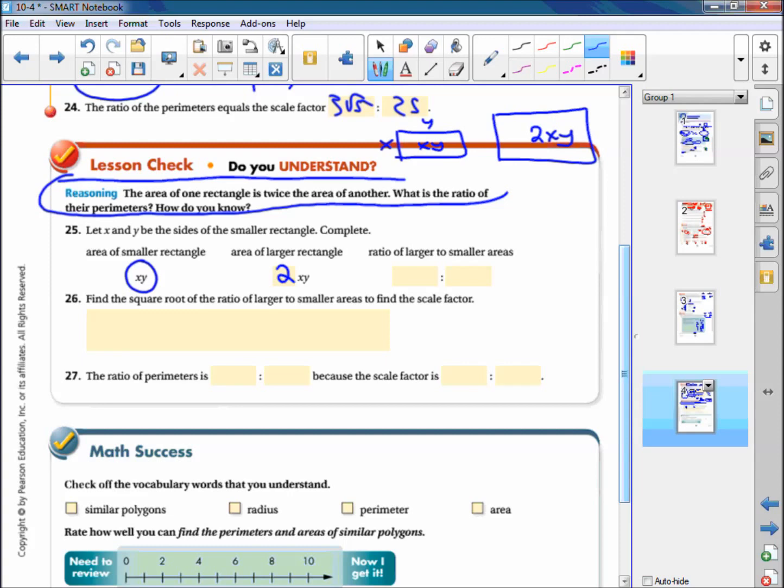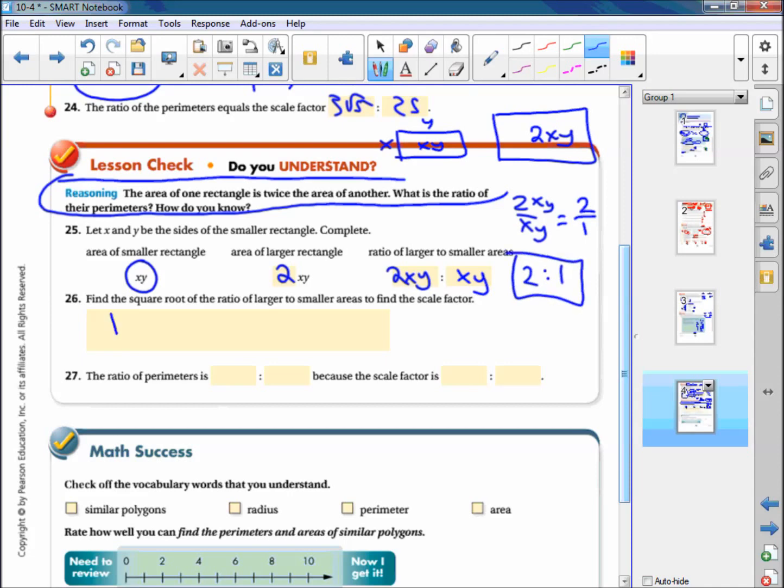So the ratio of the larger to smaller areas is going to be 2xy for the larger over xy for the smaller. But I'm going to go ahead and reduce that ratio because we have xy in both, and we know neither one can be 0, since we don't have a rectangle otherwise. So this is really this fraction, and that will just reduce to 2 over 1. And that will help us out in the next step.